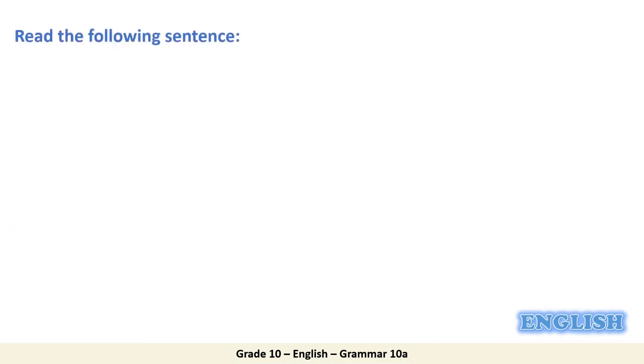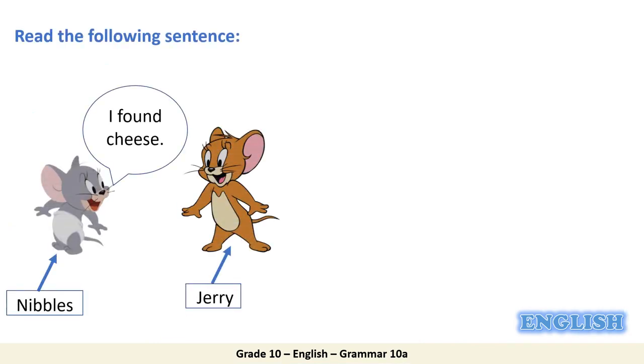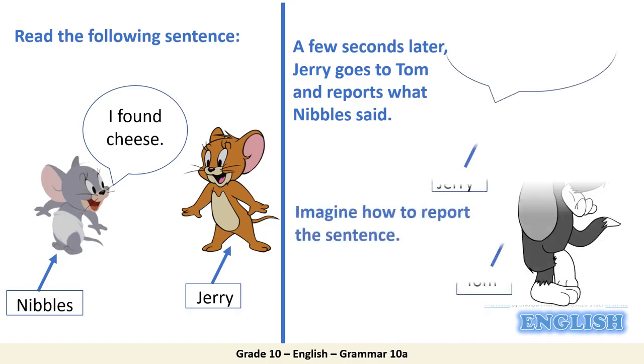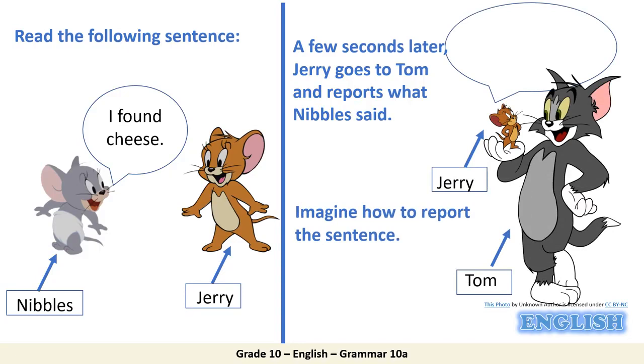Now please have a look at the following sentence. Let's read it. So here we have Nibbles, the little mouse, and Jerry, the bigger mouse. Look at what Nibbles said. He said, "I found cheese." Alright? Now, after some seconds, Jerry goes to Tom and reports what Nibbles said. Imagine how to report the sentence. So, what would Jerry say to Tom?